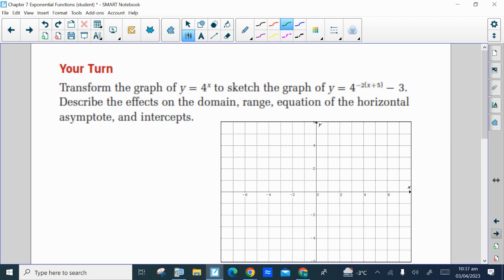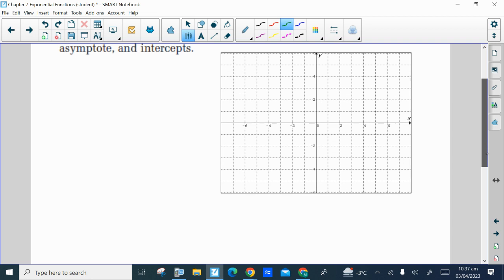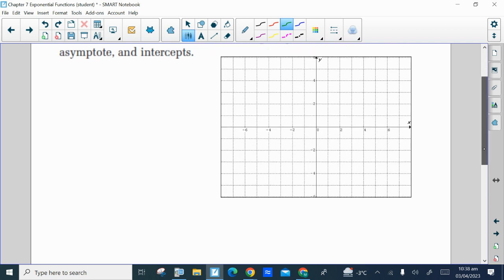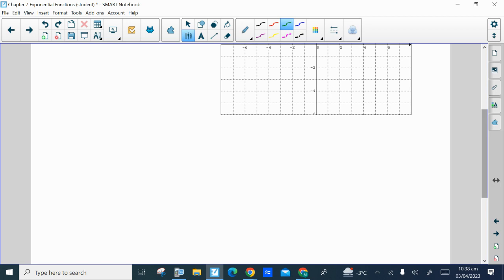So we want to do a transformation here of y equals 4 to the x. Difference being here is that we are not given our initial table of values, so we're going to have to generate that. And just so I make sure I have enough room, I'm going to do it below here.